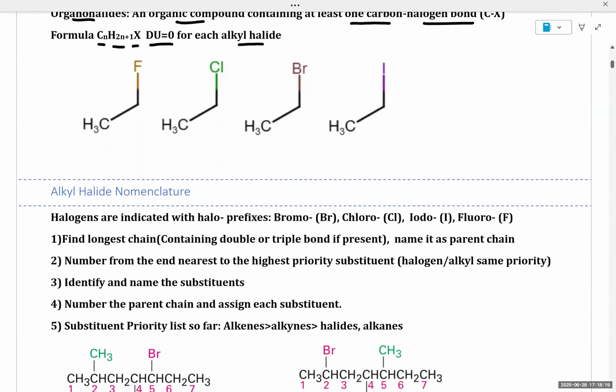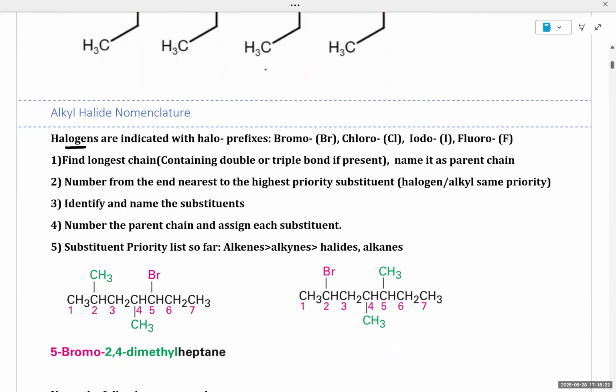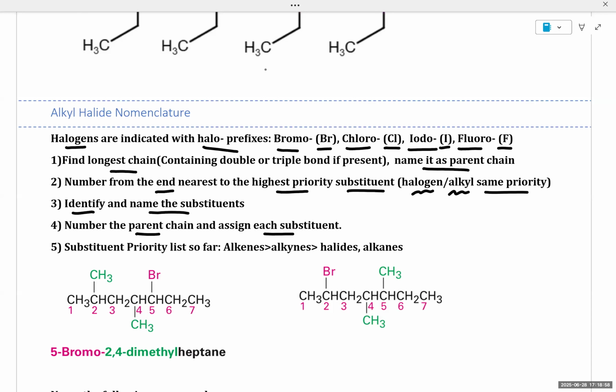Now, when naming alkyl halides, halogens are indicated with halo prefixes. Bromo for bromine, chloro for chlorine, iodo for iodine, and fluoro for fluorine. To name an alkyl halide, you find the longest chain and name it as the parent chain. You number from the end nearest to the highest priority substituent. Importantly, halogens and alkyl groups have the same priority. From there, you identify and name the substituents, you number the parent chain, and you assign each substituent.